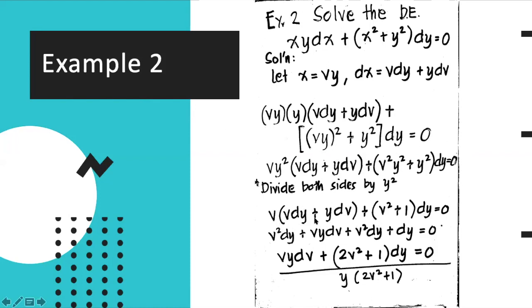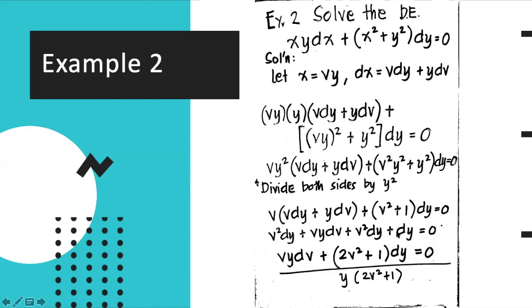You can distribute v here para makita natin kung may mga like terms. So v times v, we have v squared dy, v times y dv is vy dv. Here, v squared dy plus dy. So actually, wala naman tayo nakitang like terms dyan, but we can actually factor out, meron, v squared dy tsaka v squared dy, right? 1 plus 1, 2, v squared dy. Okay, so ito na yun, 2v squared dy.